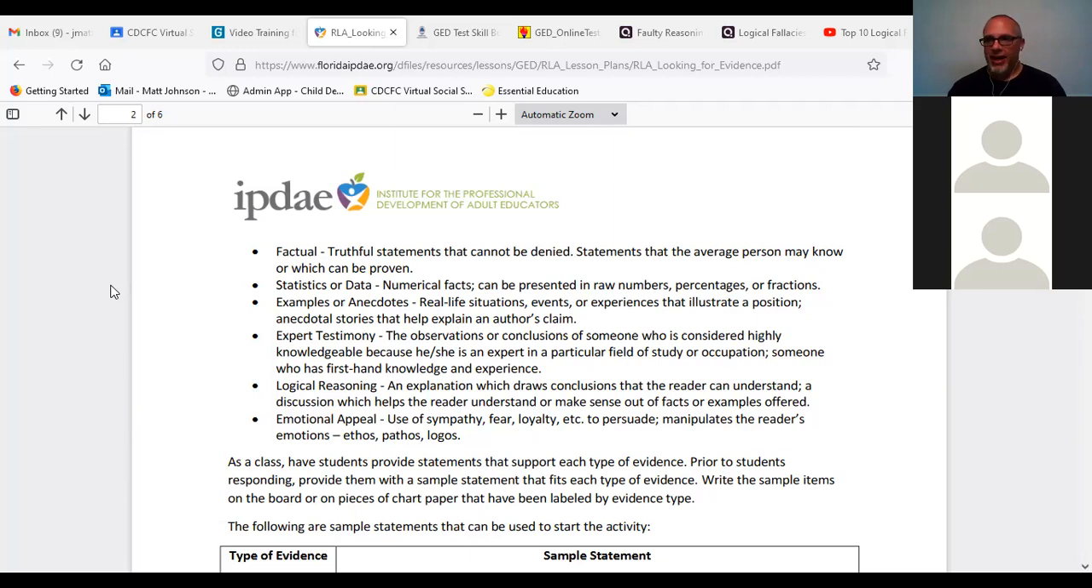But it has to be sound reasoning. And then finally, the last type of evidence here, and we've talked about all of these, is an emotional appeal, right? So use of sympathy, fear, loyalty, anger, whatever it may be, to persuade and manipulate the reader's emotions. Alone, that's a bad idea, right?